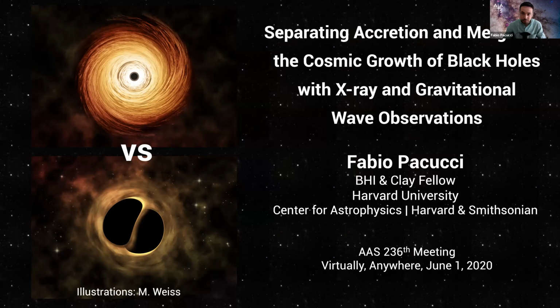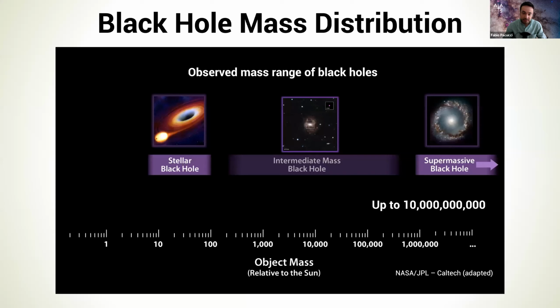Hi everyone. Good morning from Cambridge, and it's my pleasure today to briefly introduce you to a model that we recently developed with Avi Loeb, also at the CfA, dealing with separating the accretion and mergers in the cosmic growth of black holes. So I just wanted to start from a fact. We know that black holes come in all sizes. They span a very wide range in masses, about 9 orders of magnitude. So we have stellar mass black holes up to 100 solar masses, reaching to supermassive black holes approximately from 1 million to 10 billion solar masses.